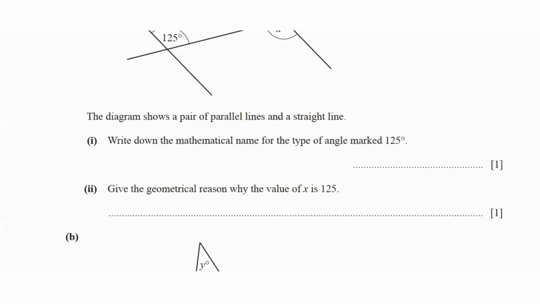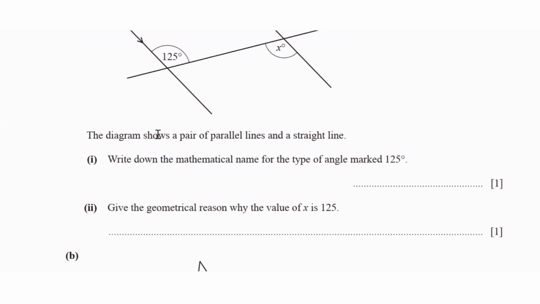Next part says give the geometrical reason why the value of x is 125. The value of x is 125 because in parallel lines, alternate angles are equal. So alternate angles are equal in parallel lines.